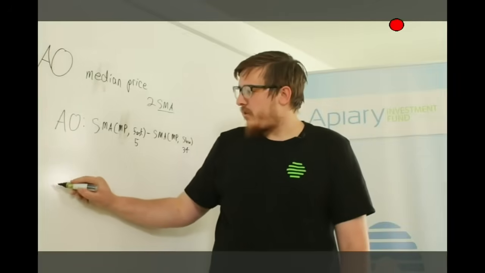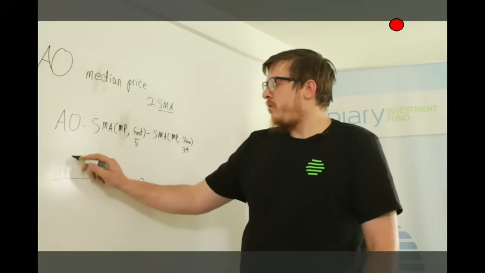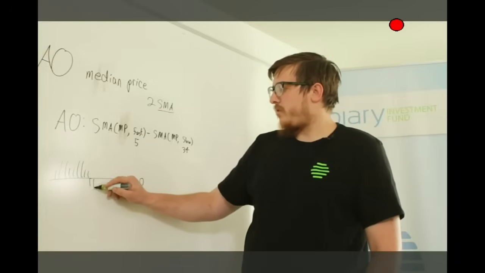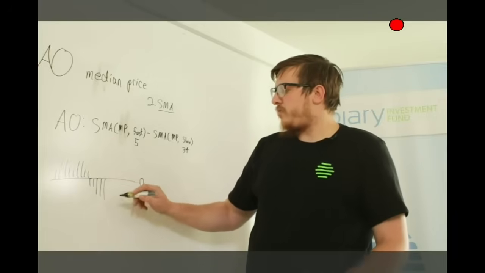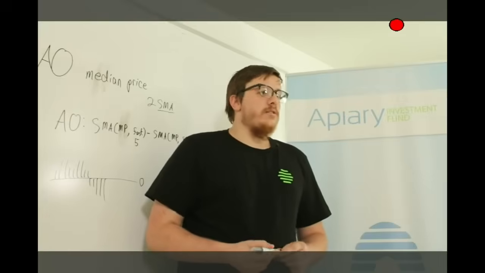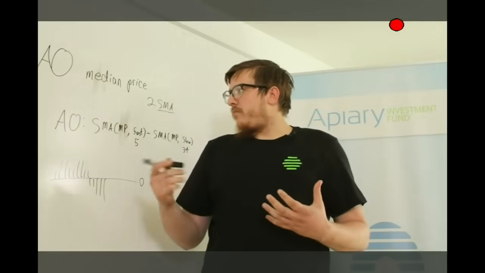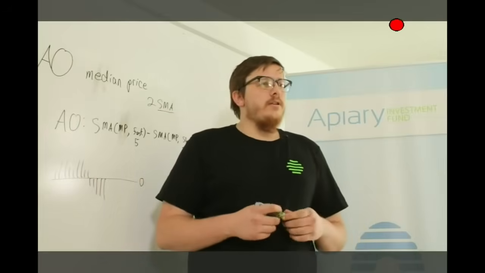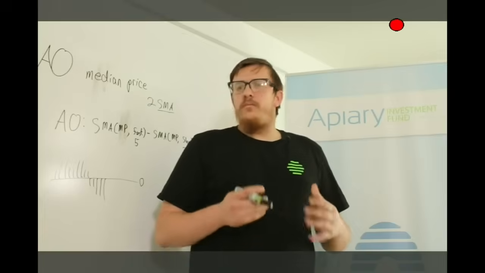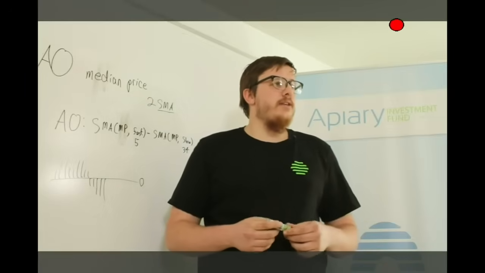The Awesome Oscillator displays itself in the form of a histogram. So you'll see it going like this, and we'll pull it up on Alvio here in a second. It's very similar to the stochastic, which is an overbought, oversold oscillator based off of moving averages as well. The stochastic and the Awesome Oscillator are the two indicators that are most commonly identified together and commonly looked at together.